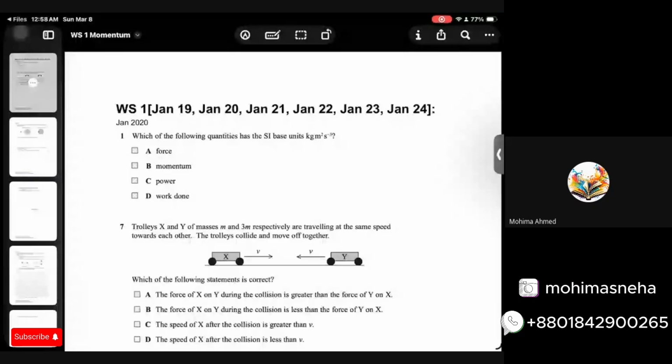The first question over here says: which of the following quantities is the SI unit for kg meter square per second cube? It was not quite related to momentum, but it's quite easy. Which one do you think is the correct SI unit for this unit? I mean, the SI unit for this base unit.